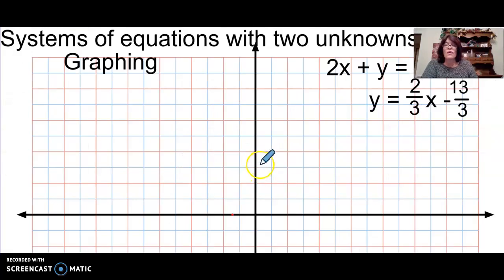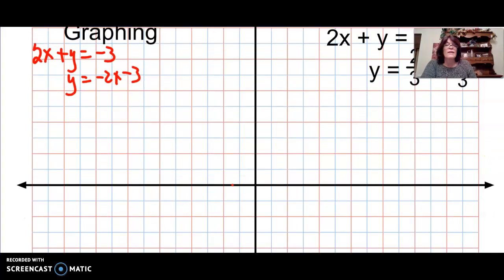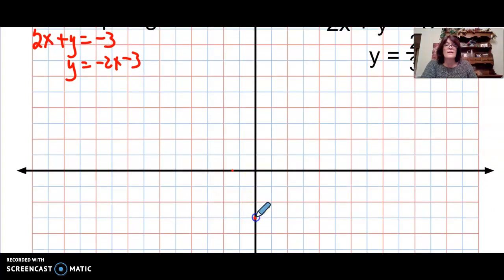Okay, so to solve a system of equations, one way you can do that, as you saw, was to graph. Here we have 2x plus y equals negative 3, so y equals negative 2x minus 3. I'll go down here to negative 3, which is my y-intercept, down 2 and to the right one. I think I'll go up 2 and to the left one, if that's all right. Running out of room there. Okay, there's that nice line.